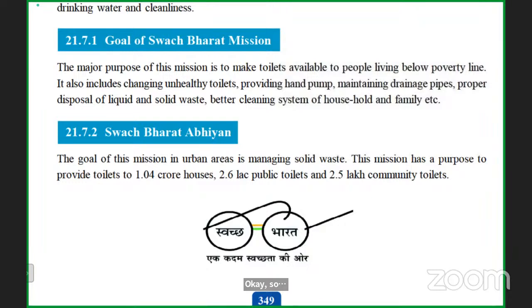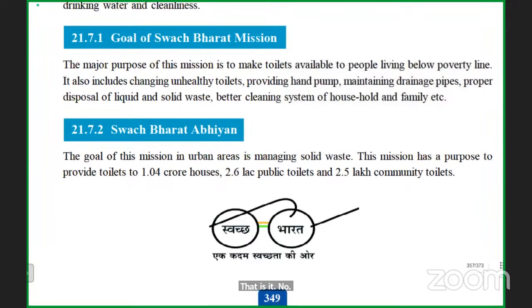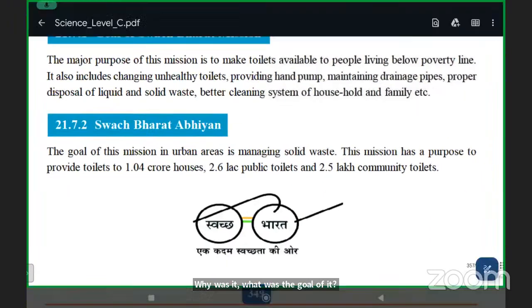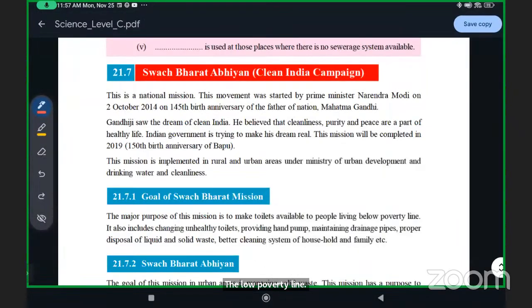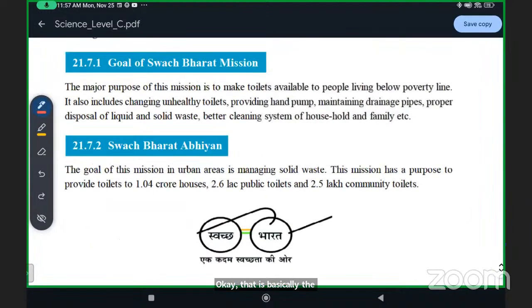Now, what was the goal of it? To make toilets available to people living below the poverty line. That is basically the people of the rural areas, the poor people. It also includes changing unhealthy toilets, providing hand pumps, maintaining drainage pipes, proper disposal of liquid and solid waste, and a better cleaning system of households and facilities. All of these were the goals of the Swachh Bharat mission.